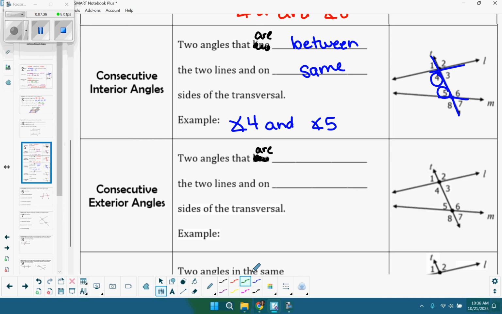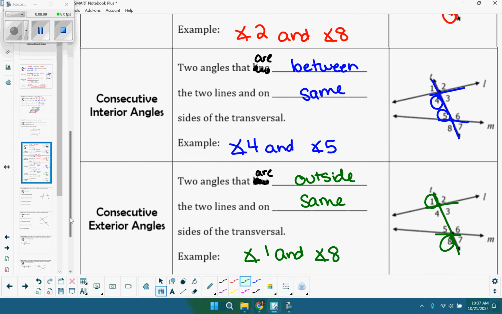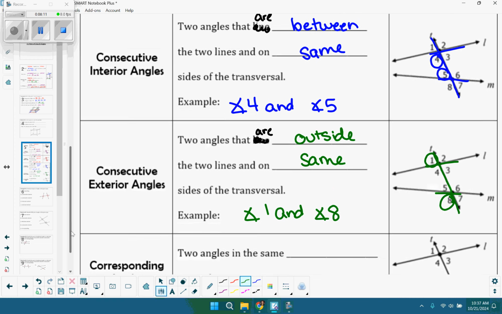And for our consecutive exterior, these are going to be two angles that are outside the two lines, right? So we're looking at 1, 2, 8, and 7, and on the same side of the transversal. So if I chose angle 1, and I want to go on the same side of my transversal, that would be with angle 8. Not all classes learn about consecutive exterior angles because not all textbooks include them, but I decided to teach them because many people do recognize that if there's consecutive interior, there should also be consecutive exterior.